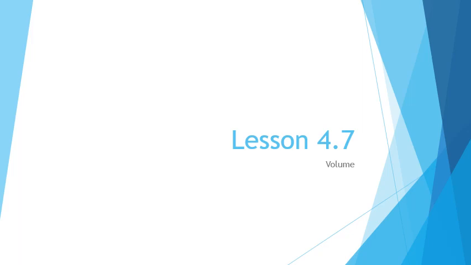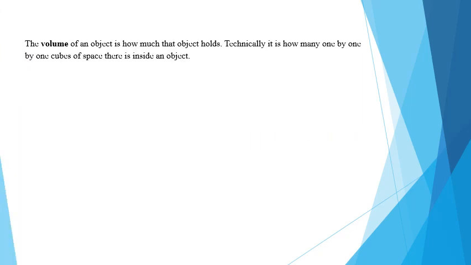Lesson 4.7, Volume. The volume of an object is how much that object holds. Technically, it's how many 1 by 1 by 1 cubes of space there are inside of an object.